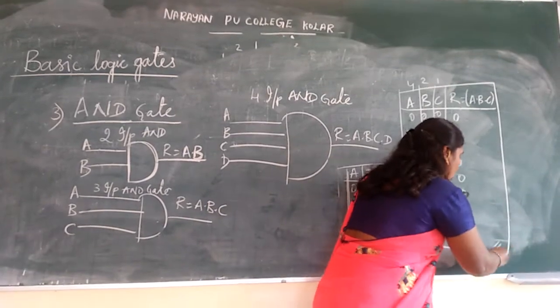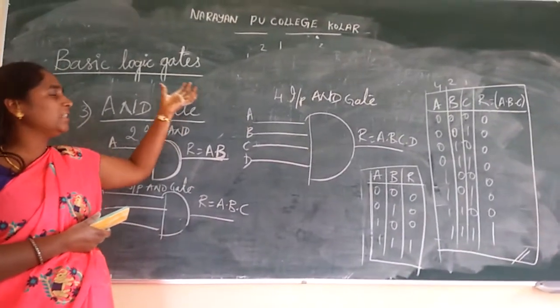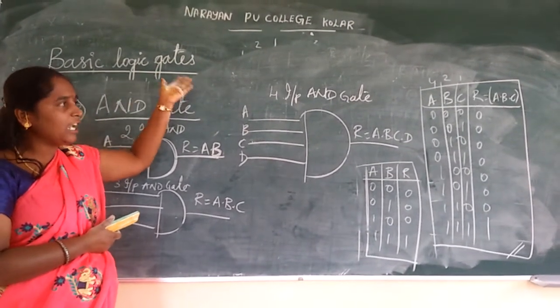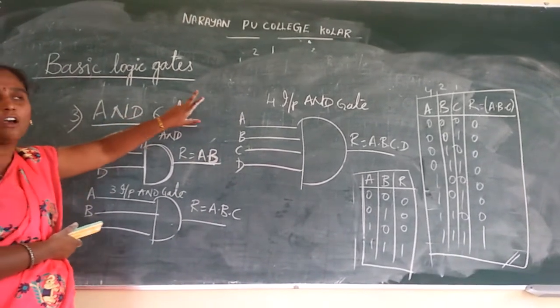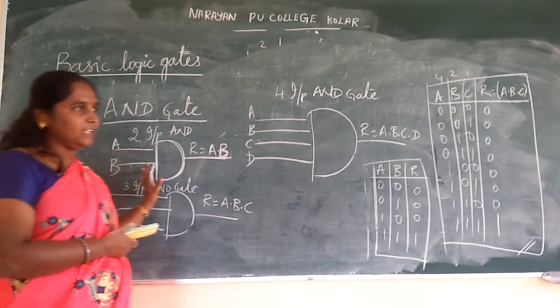So this is about your logic gates. So we have seen what logic gates are. A logic gate is nothing but an electronic circuit that accepts one or more input signals and produces an output signal. There are 3 types of logic gates. One is your NOT gate, second one is your OR gate, and last one is your AND gate.